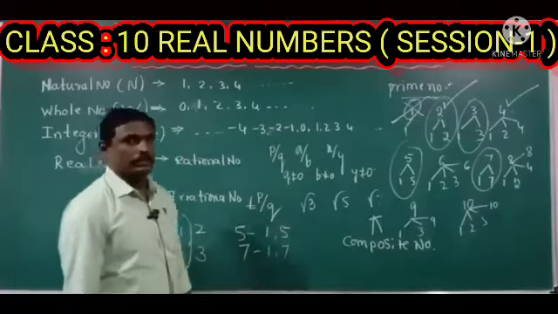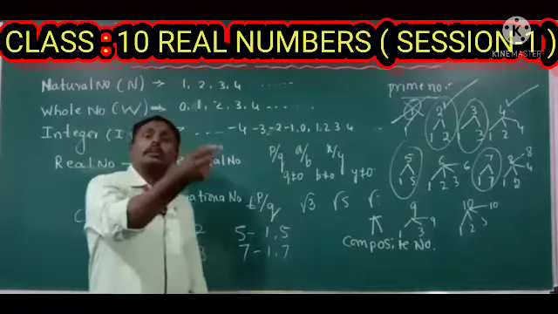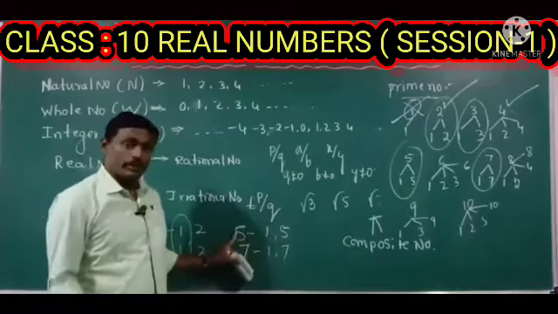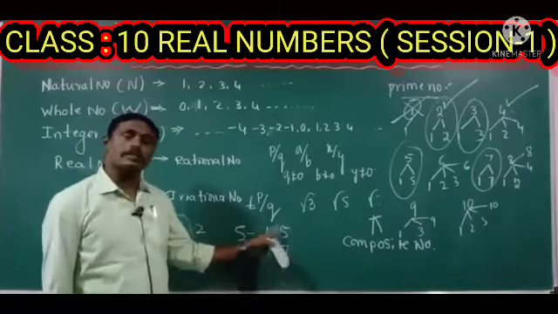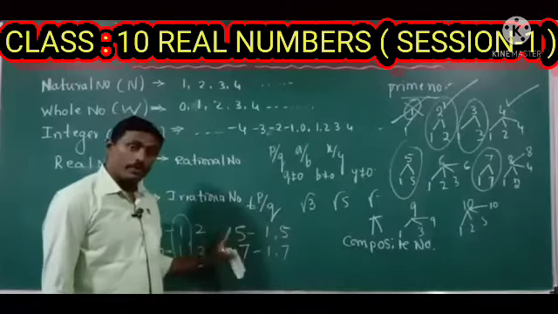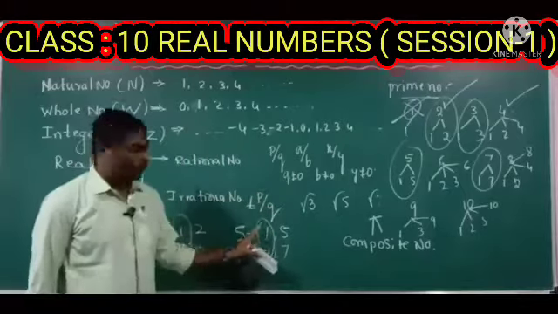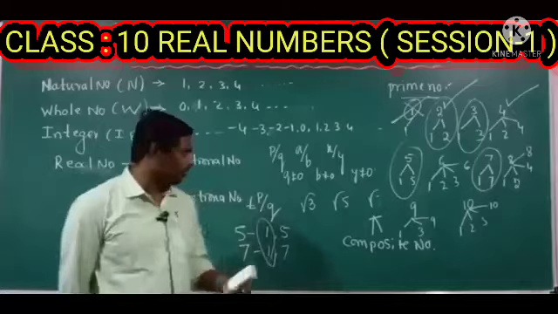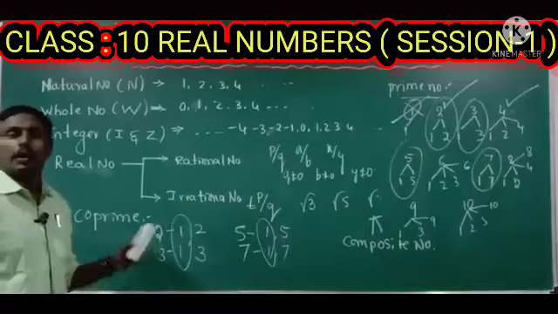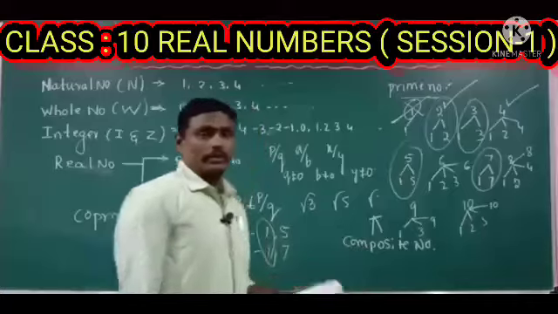Factors you already learned in the previous classes. Factors means the numbers which divide the given number without leaving any remainder. So 1 divides 5 without leaving any remainder. Again 5 is divisible by 5 without leaving any remainder. 1 fives are 5 and 5 ones are 5. So here we have the common factor 1. So these types of numbers are called co-prime numbers. All co-prime numbers have the common factor 1 only.